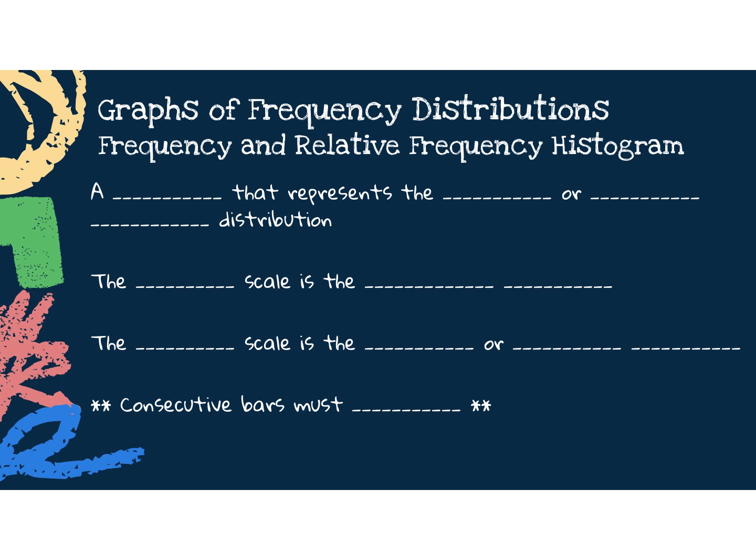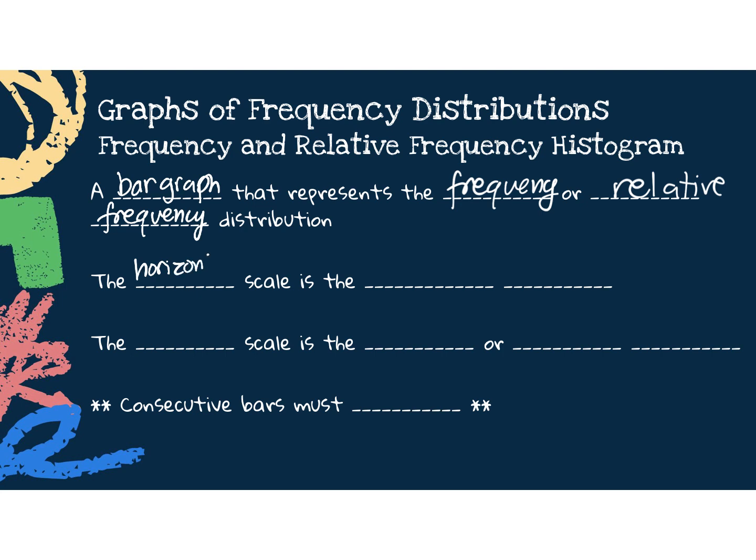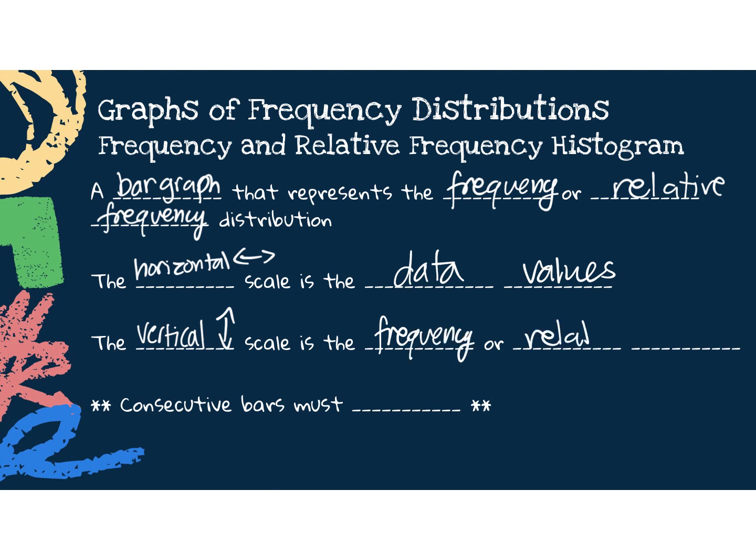The last thing we're going to talk about is how we can make some charts for our different types of frequencies. We're going to talk about histograms, which is a bar graph that represents the frequency or relative frequency distribution. The horizontal scale, that side-to-side scale, is the data values, and the vertical scale, the up and down one, is the frequency or relative frequency. And consecutive bars must touch.